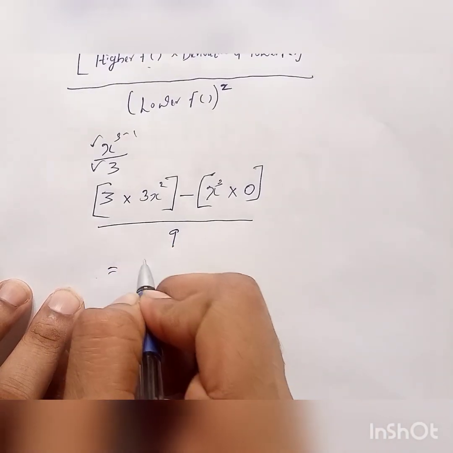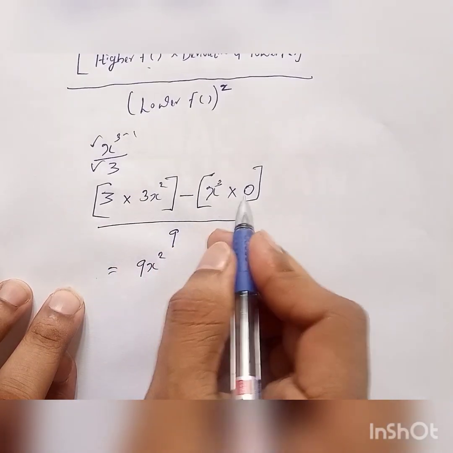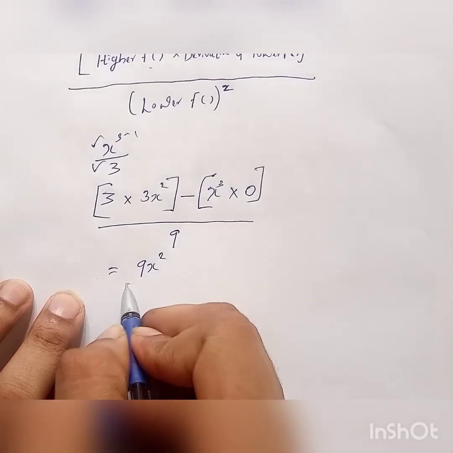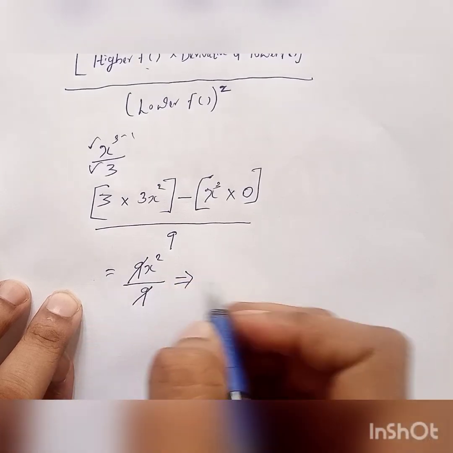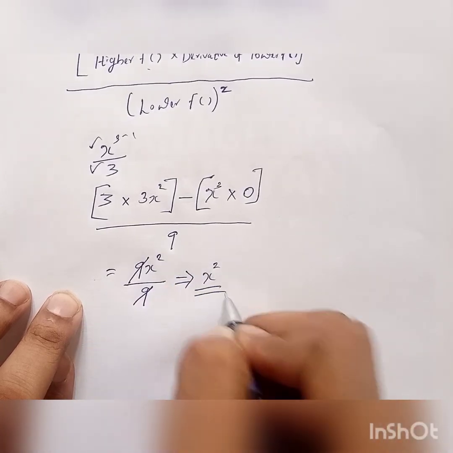Then we'll solve it. 3 into 3x square will be 9x square minus, is there anything? No, 0 only. Then divided by 9. Then what will we get? 9 and 9 will be cancelled. We'll get the final answer as x square.